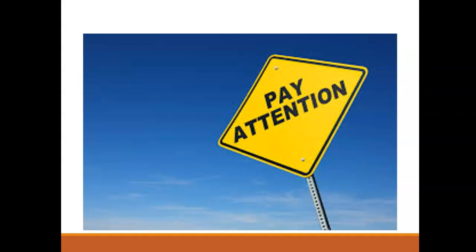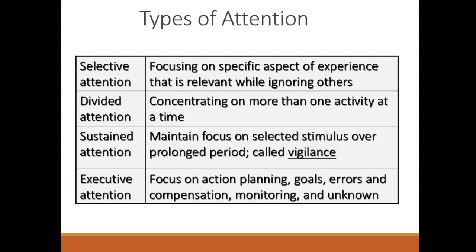All right, a huge part of processing information depends upon whether and how you are paying attention. There are different types of attention. So you've got selective attention. Selective attention is focusing on a specific aspect of an experience that is relevant while ignoring others. This is a very executive function type of thing, which we'll talk a little bit more about down here. But again, it's focusing on a specific aspect of an experience that's relevant and ignoring others. So, trying to pay attention to what the teacher is saying and ignoring the fart sounds that the kid next to you is making. All right.